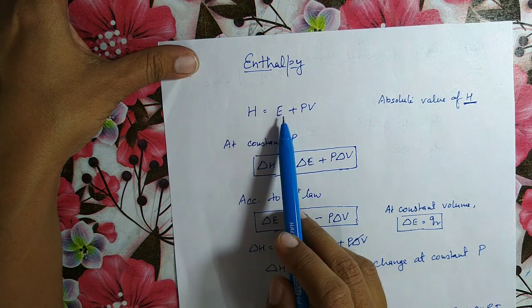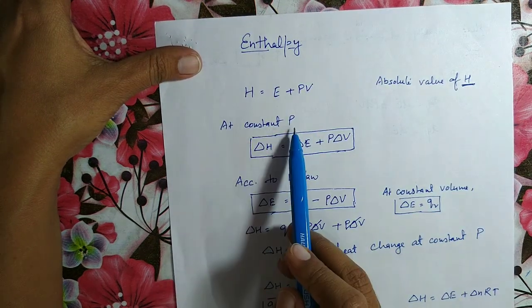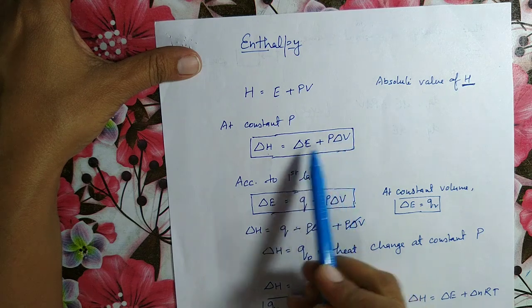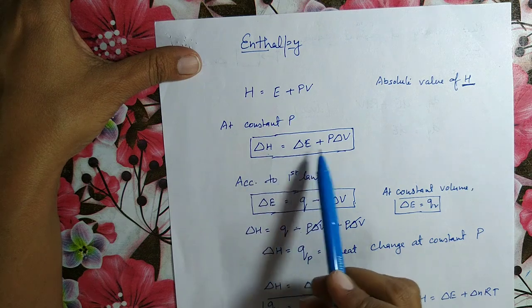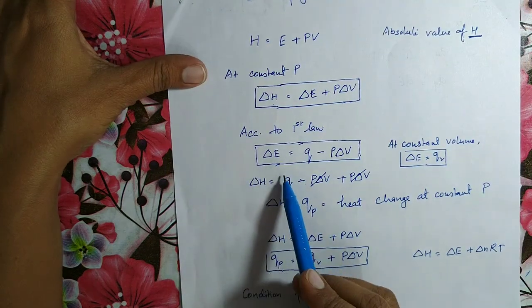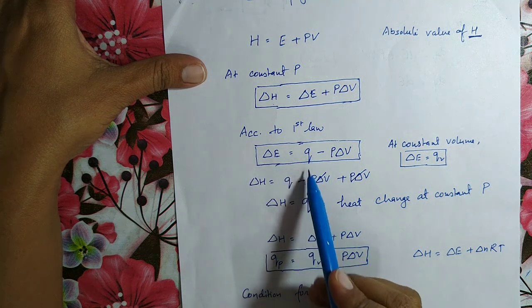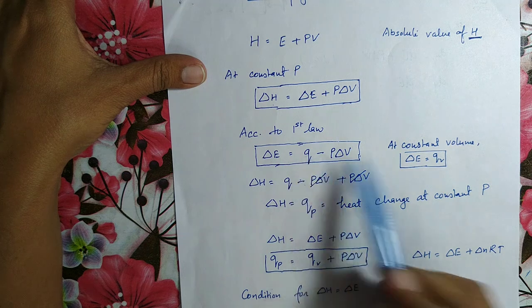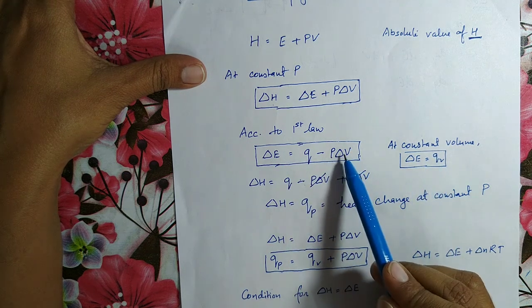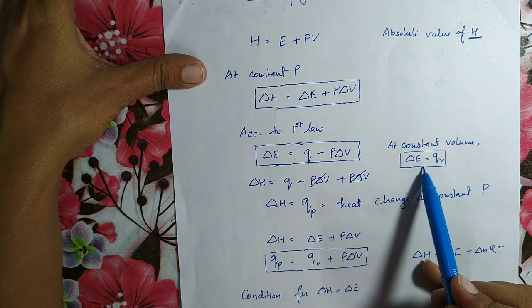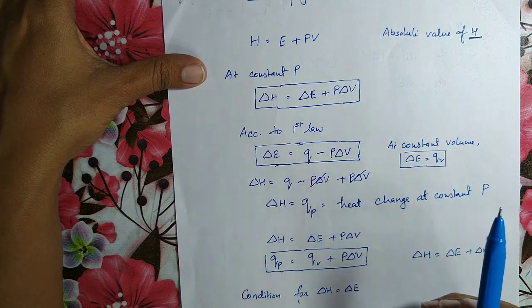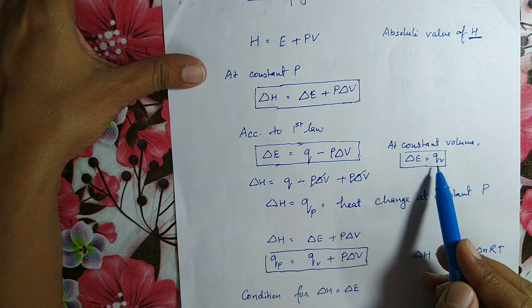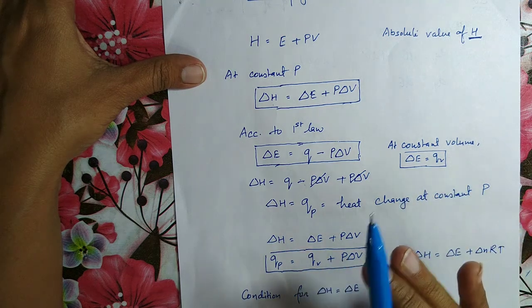As H is equal to E plus PV, at constant pressure, this change in enthalpy will be equal to del E plus P del V. Okay. According to the first law, this del E will be equal to Q minus P del V, right? And at constant volume, this del E will be equal to Q, right? If del V is 0, then del E will be equal to Q. It is from the first law expression. What is this? The change in internal energy will be equivalent to the amount of heat absorbed at constant volume, as work done will be 0 in that case.